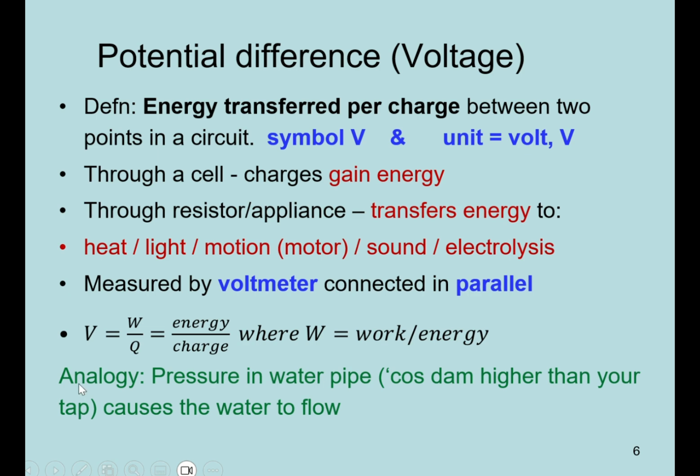The analogy for water in a pipe is the pressure in the water pipe that causes the water to flow. So if current is water flowing, then the pressure pushing it is analogous to potential difference or voltage. And why is there pressure in the pipes? Because the dam is higher than the tap. And that's what causes the water to flow. So voltage causes current to flow.